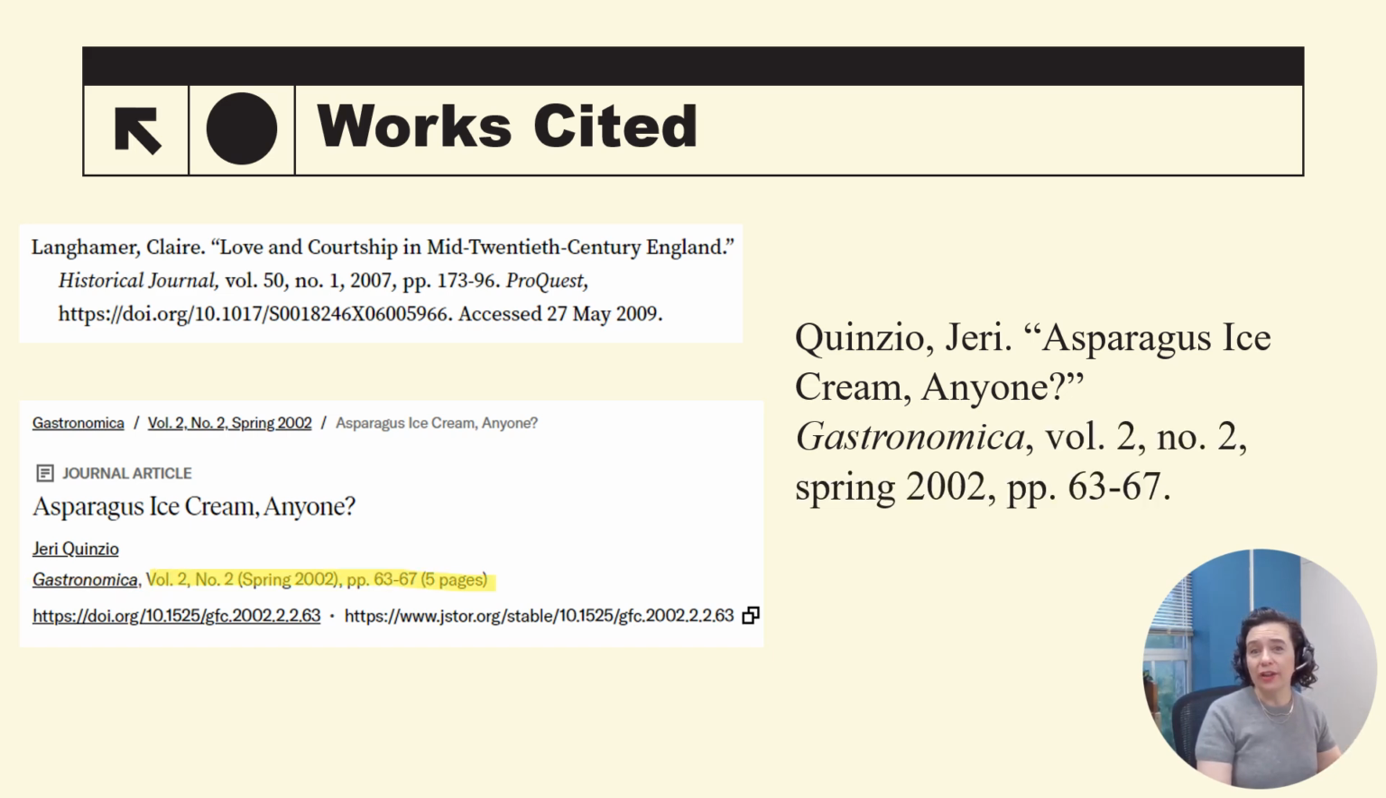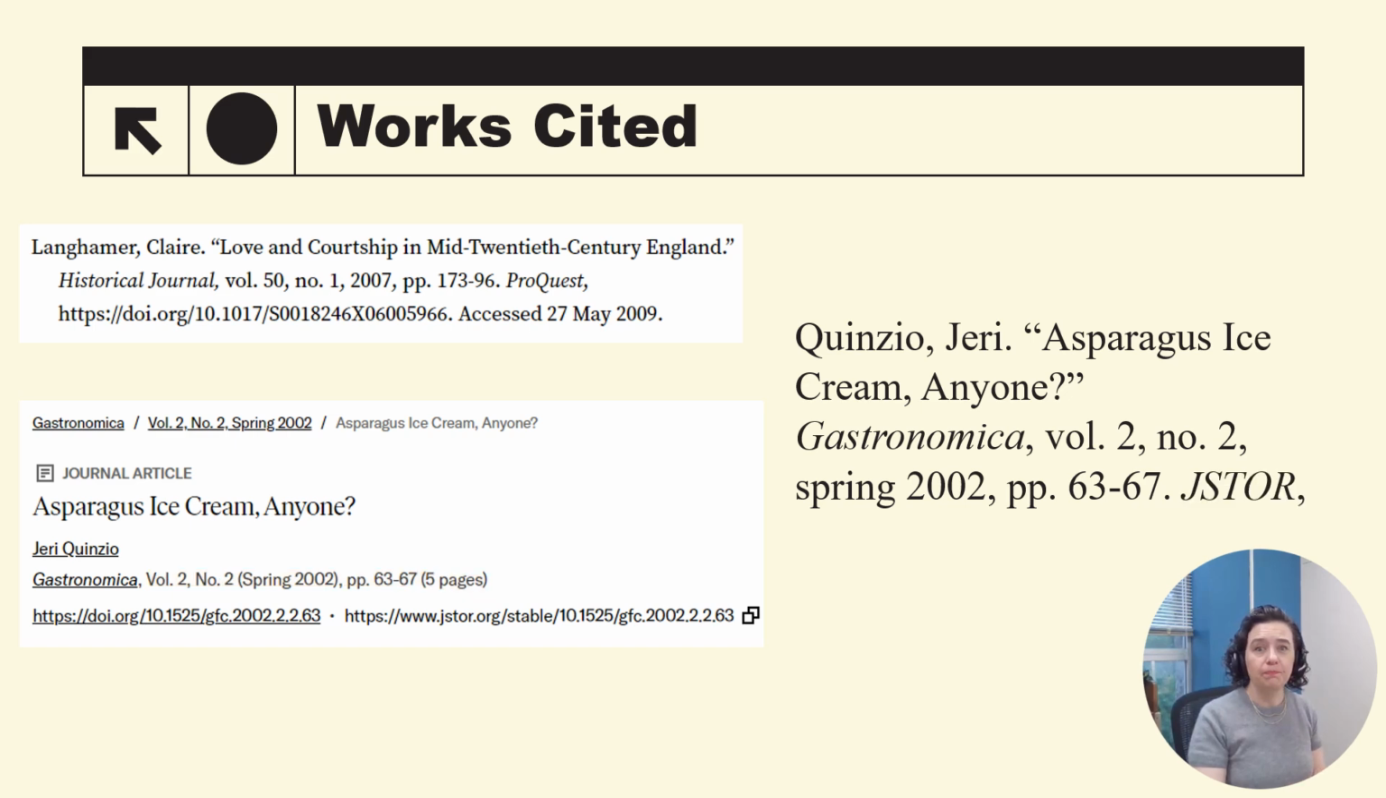But first, we need to tell our reader where in the many issues of Gastronomica this article was published. To be as specific as possible, we're going to include the volume number, issue number, date, and page number, like it's all listed in the example on the top, followed by a period. The JSTOR page doesn't list everything exactly like the MLA does, but it's still got all the information that we need.